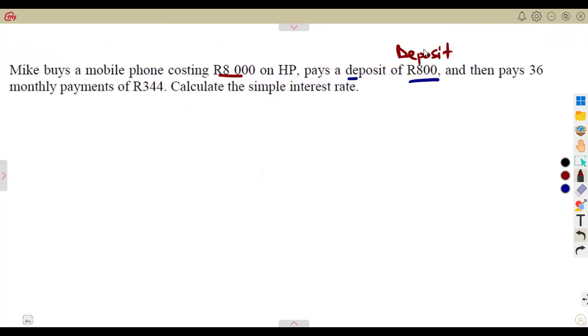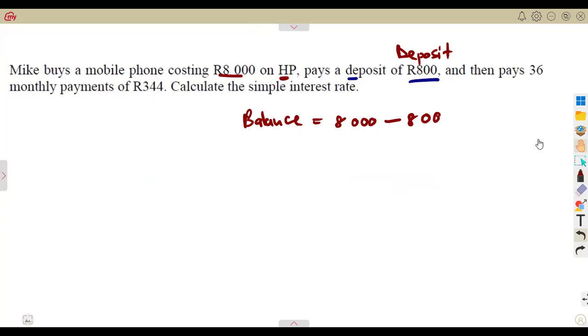It's already given there. The deposit is already there. Remember the relationship that we had before: the cost of the machine on hire purchase that you are given, and the deposit, gives us the balance. So from there, we have the balance, which is 8,000 minus the deposit of 800.